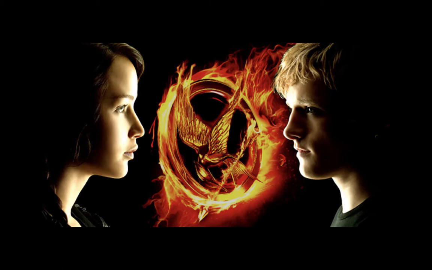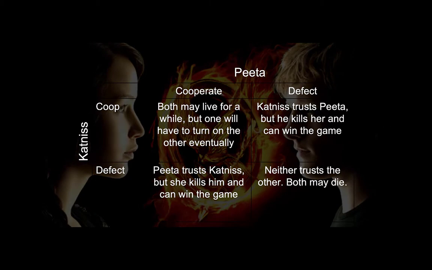Let's think about that in game theoretic terms. Under the original payoff matrix, there can be only one winner. If Katniss and Peeta must decide to cooperate or work together or rebel and try to kill one another, the incentive structure is clearly tilted heavily towards rebelling. Each one must eventually kill the other, and as a result, cooperation must be temporary and fleeting at best.